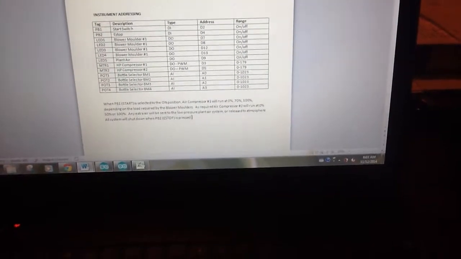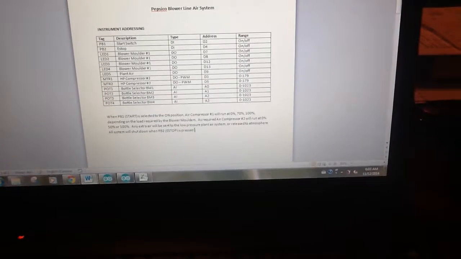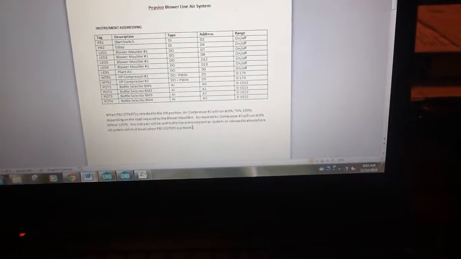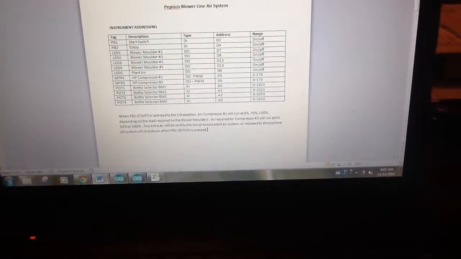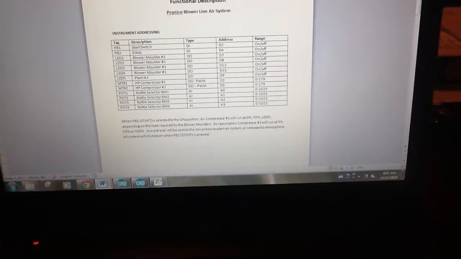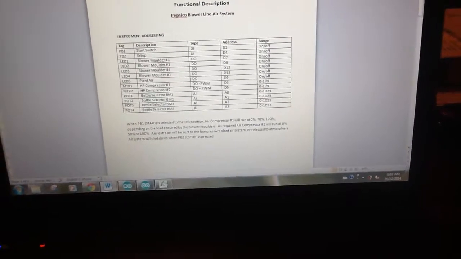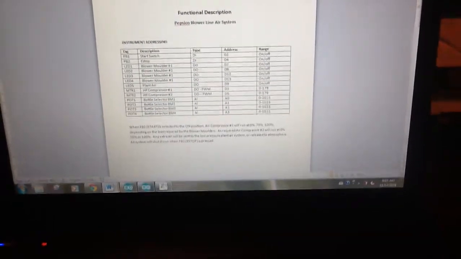So the description is, when push button 1, which is the start, is selected to the on position, air compressor 1 will run at 0%, 70%, or 100% depending on the load required by the blower molders. As required, air compressor 2 will run at 0, 50, or 100. Any extra air will be sent to the low pressure plant air system or released to atmosphere. All systems will shut down when PB2, the e-stop, is pressed. So let's have a look at how those systems run in a little bit more detail.